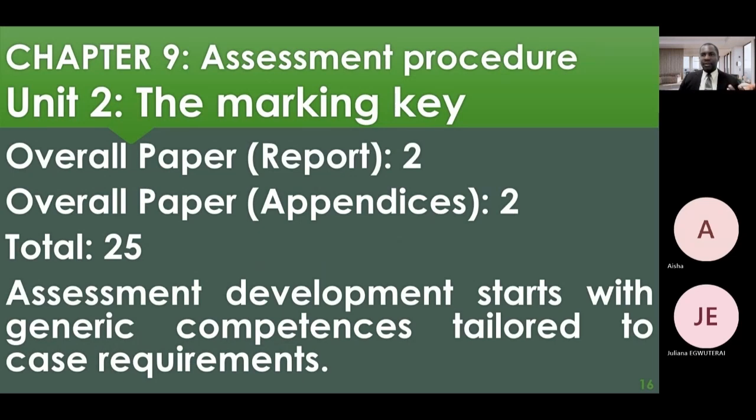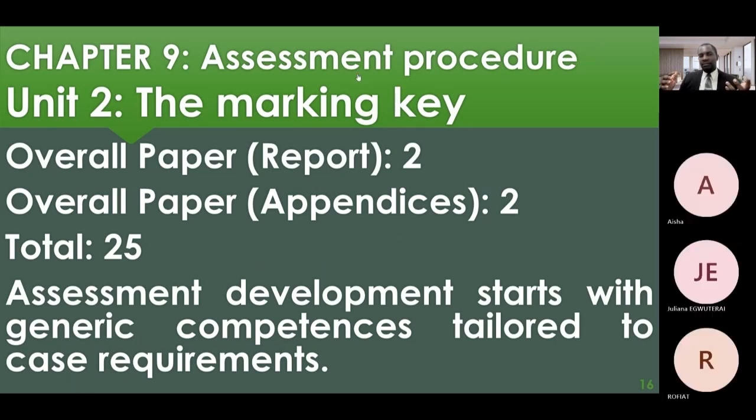Your overall paper has a report, the general write-up. The report has about 2, then the overall paper has an appendix of 2. So you have a total box you are assessed on of 25 boxes.